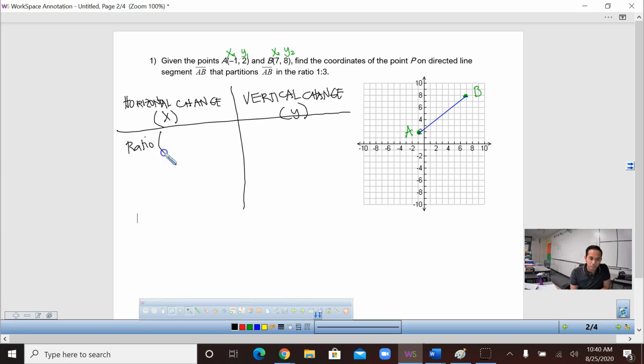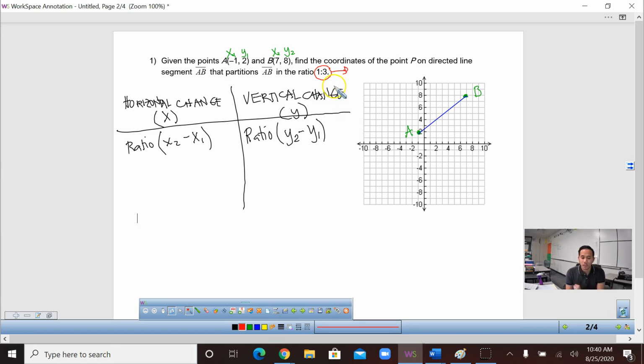and then we multiply that by the difference between your x2 minus x1. The same with the vertical ratio: you get the ratio and then multiply that by the change of y's. So what is the ratio? Of course, you cannot multiply 1:3 with this number. So what I'm going to do is convert this 1:3 into a fraction.